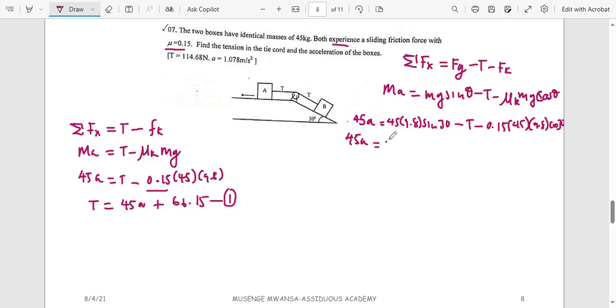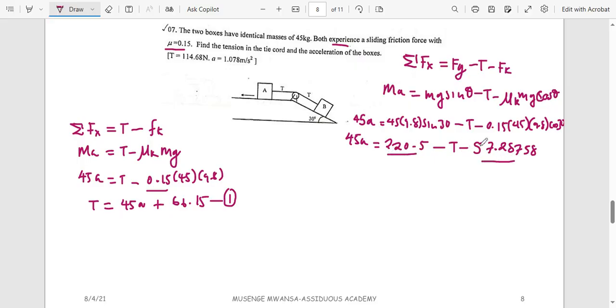That gives us 0.5, and then we have got minus T minus 0.15, which is mu k, multiplied by 45, which is the mass, multiplied by 9.8, which is g, multiplied by cos 30. That has given me 57.28758. So we are adding this and this because they are like terms.